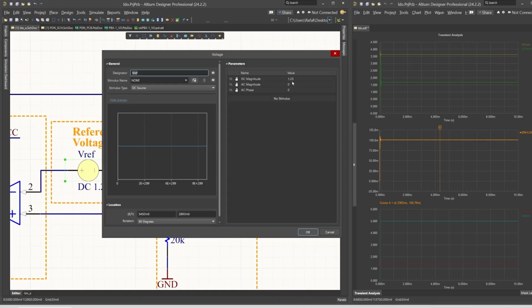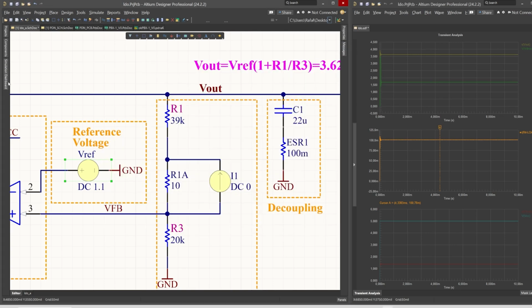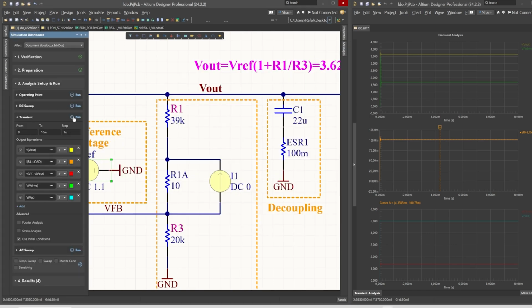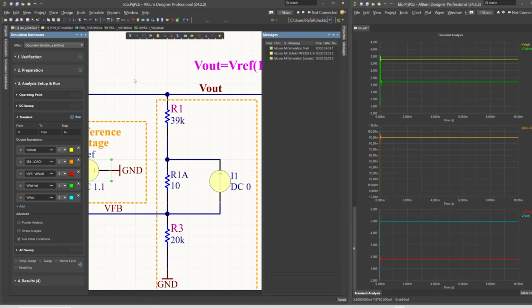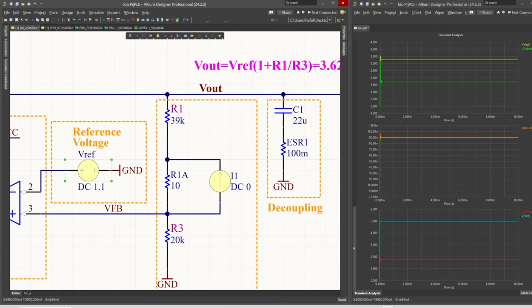Let's just change, just to have some experiment, the reference voltage to 1.1 volt. And let's see how this will affect the output voltage. Because as I said, the stability and the thermal coefficient of the output voltage is also dependent on the internal reference or your external reference for your circuit.